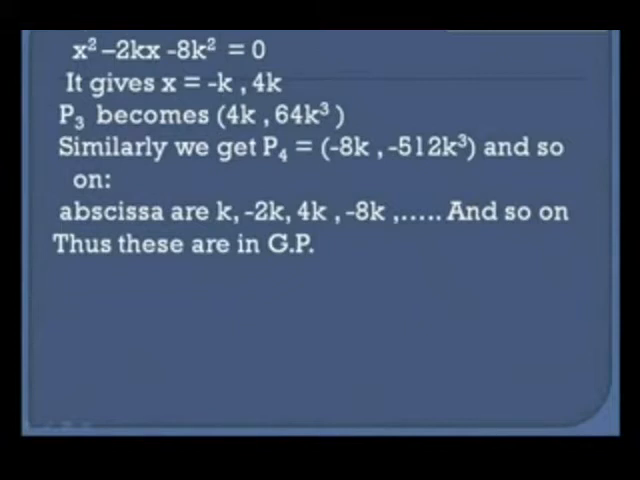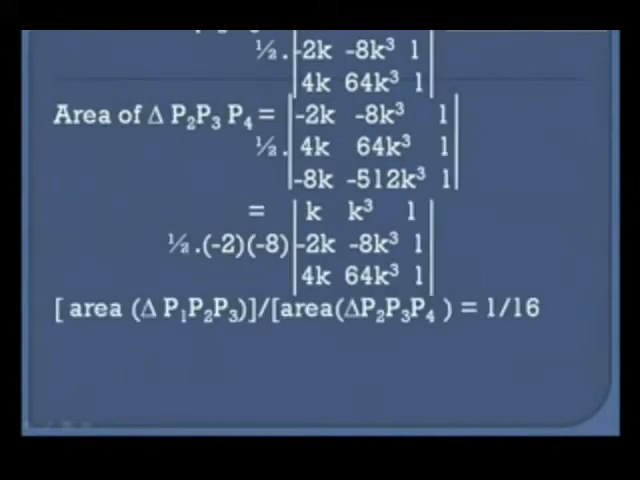Thus we see that the abscissa of P1, P2, P3, P4 up to Pn are k, minus 2k, 4k, minus 8k, and so we see that these terms are in GP and the common ratio of which is equal to minus 2. Now in the second part of the problem we have to calculate the ratio of area of triangle P1, P2, P3 to triangle P2, P3, P4.